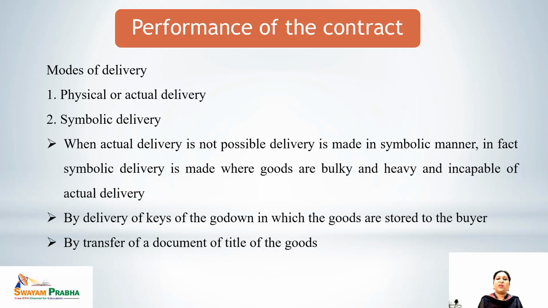When the goods are bulky or heavy in nature, and it's not possible to deliver the goods to the third party physically, the seller is incapable of making actual delivery, so symbolic delivery is done. For example, when the goods are in the godown and it's not possible to shift the goods from the godown to the other person, the seller can give the keys of the godown. This is called symbolic delivery. Or any kind of transfer paper or documents can be transferred to the other party. So without the physical possession of the goods, it is done symbolically. This is known as symbolic delivery.